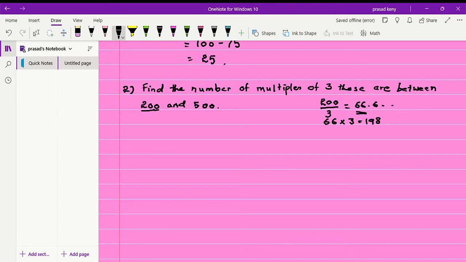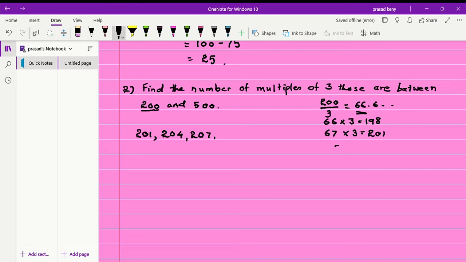I want the first multiple of 3 that is greater than 200. So I will go to the next integer, 67 into 3, and that is 201. So the AP will start from 201. So the next multiple will be 201 plus 3, that is 204, 207, and so on.